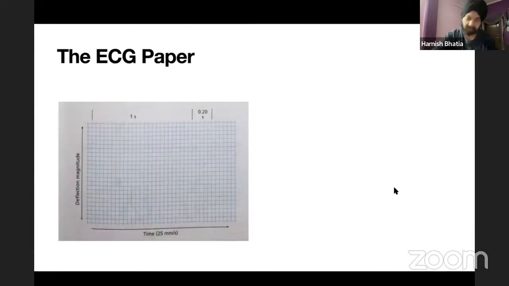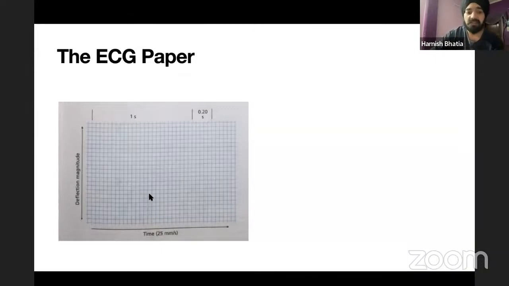Before we go into the ECG, let's see what the ECG paper looks like. The ECG paper is where the ECG is recorded. It has multiple squares, some small squares, some big squares. What's noticeable here is that the ECG paper records at the speed of 25 millimeters per second. This is very important, always remember it. This is the standard speed. You can obviously increase or decrease it if you need, but this is the standard.